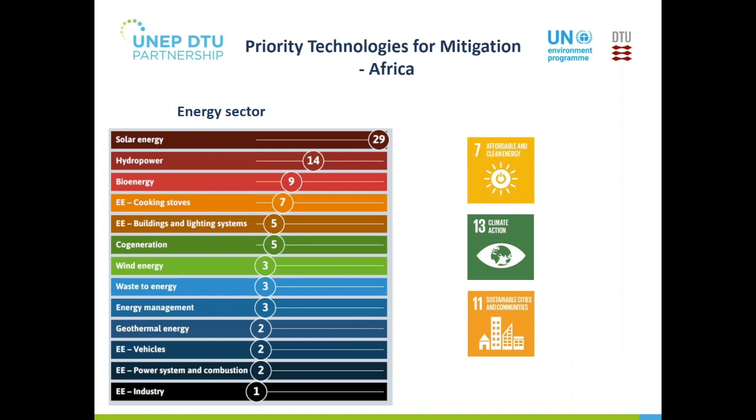When we look at the mitigation technologies and look into the energy sector, you can see that solar energy is the most prioritized group of technologies from countries, with hydropower coming in secondly. For example, Senegal has prioritized solar lanterns, solar PV systems, and solar water heaters. Whereas Madagascar has prioritized both small and large-scale hydropower. But much more detail is available at the country level when you go into the reports and look for more specific, country-specific information on each of those technologies.